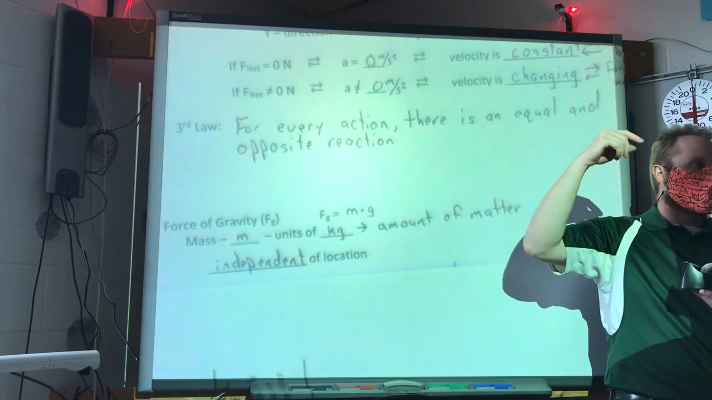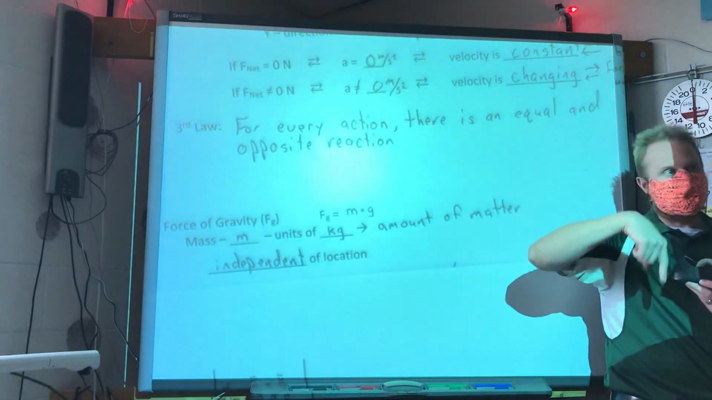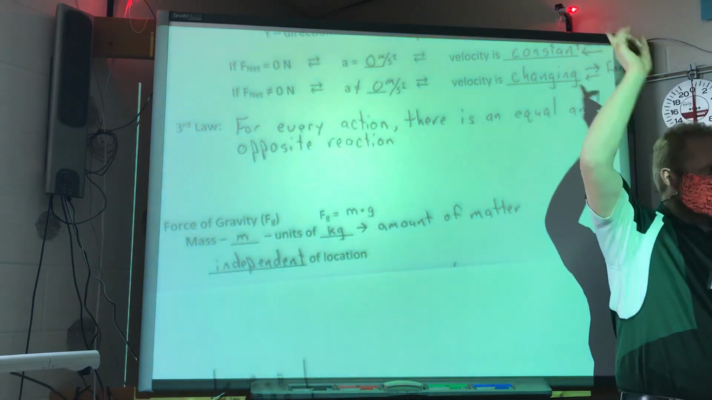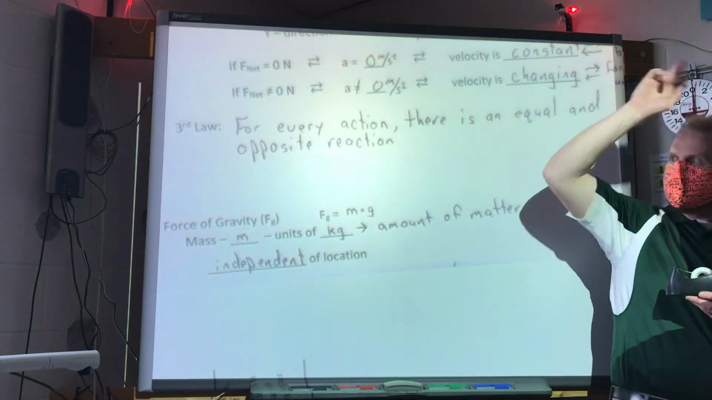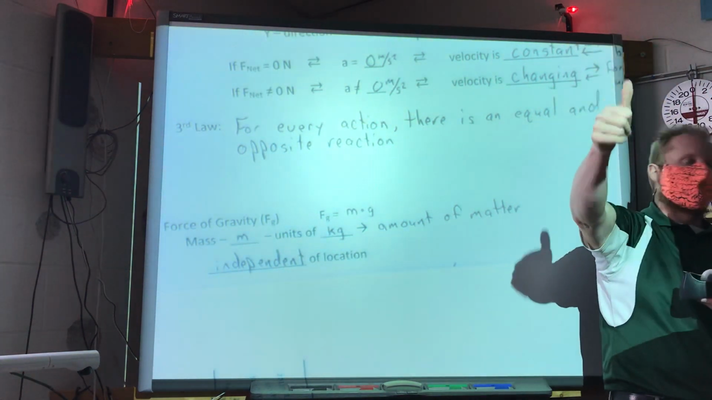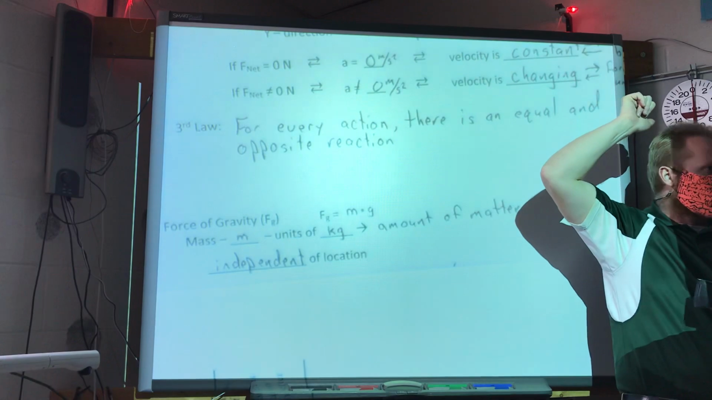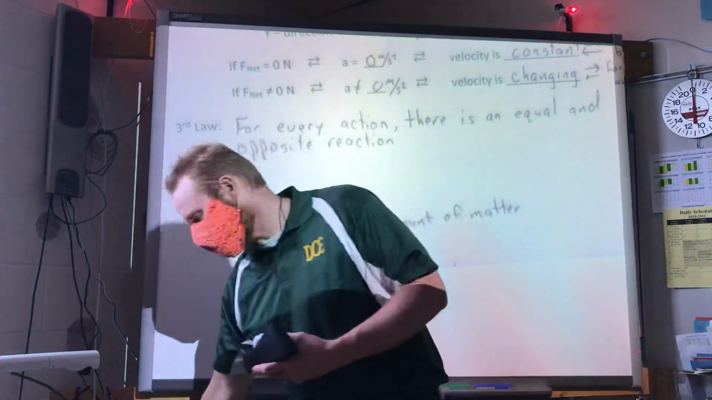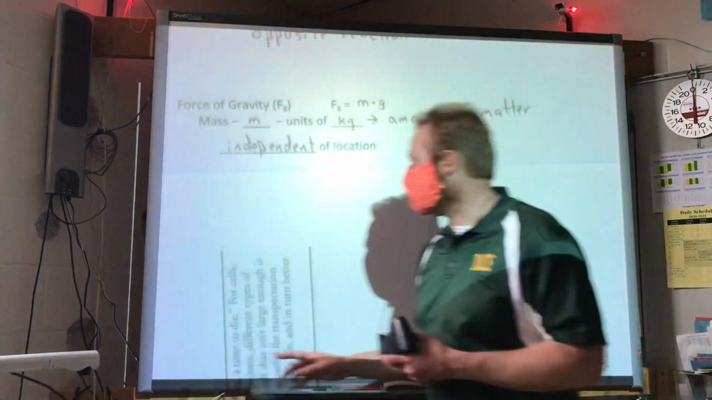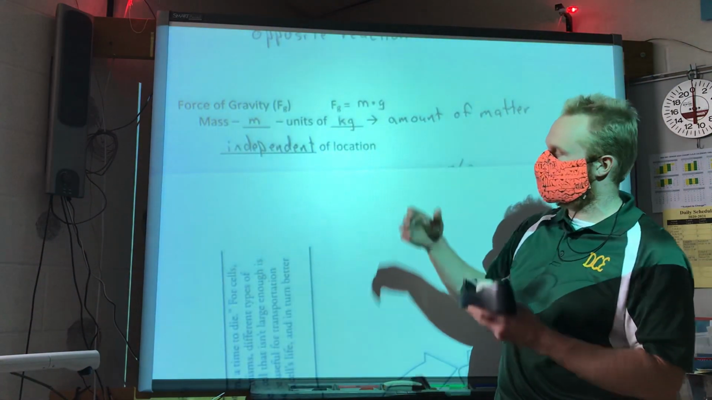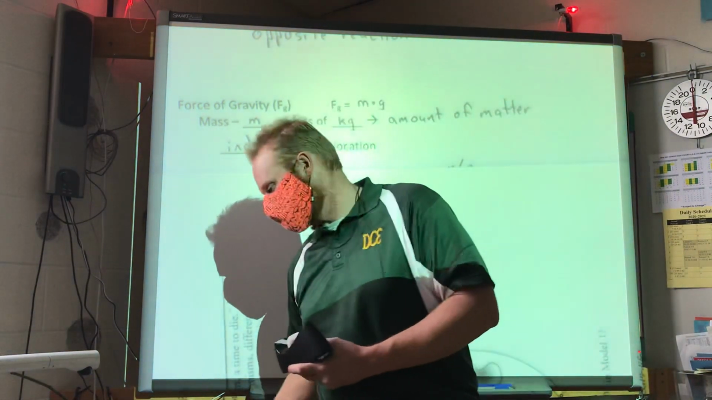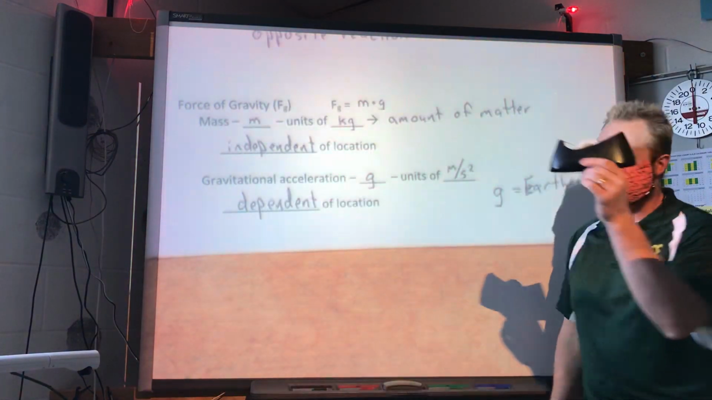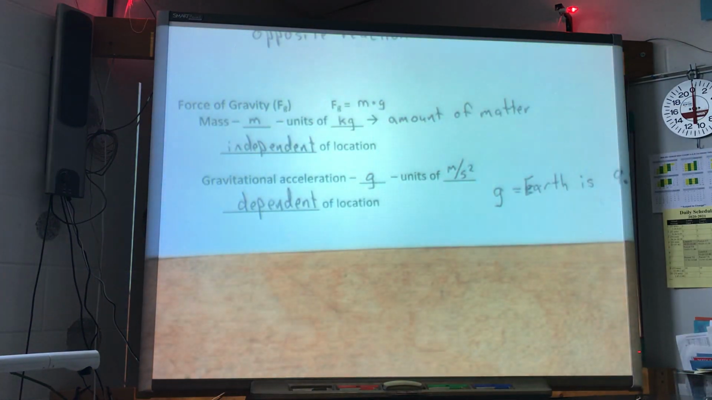I'm not saying Weston, Wisconsin versus Rhinelander, Wisconsin, or Miami Beach. I'm not talking about that location, I'm talking planetary stuff. So when we calculate force of gravity, it's mass times gravitational acceleration. Mass is independent of location, so this tape dispenser is going to have the same amount of mass no matter where we go.